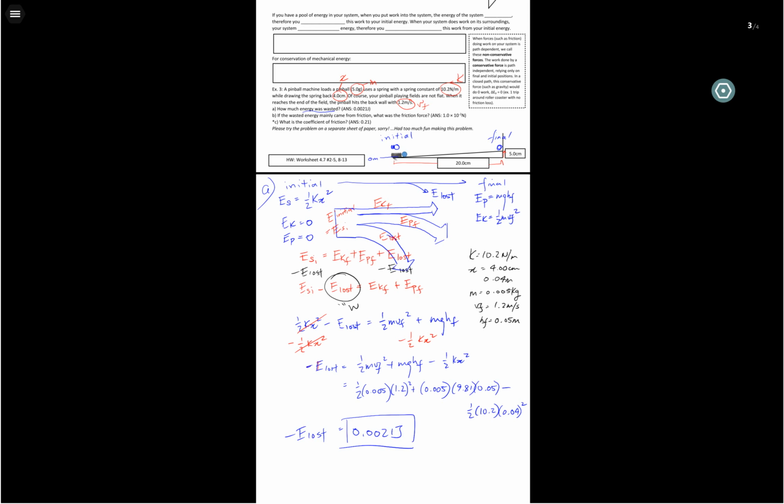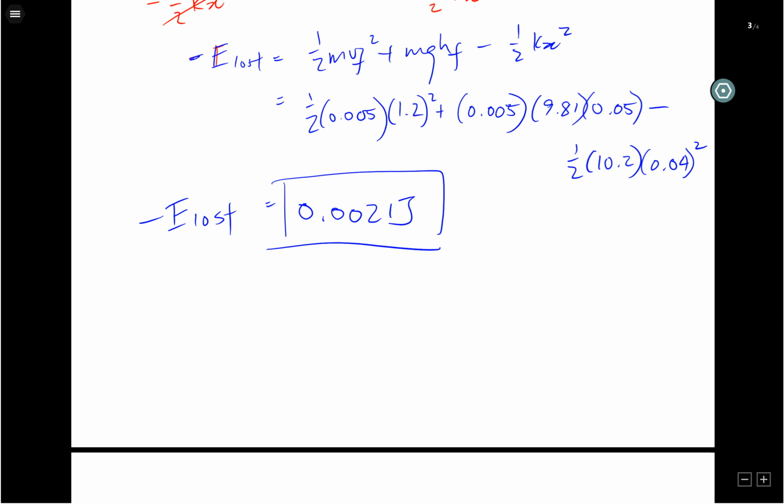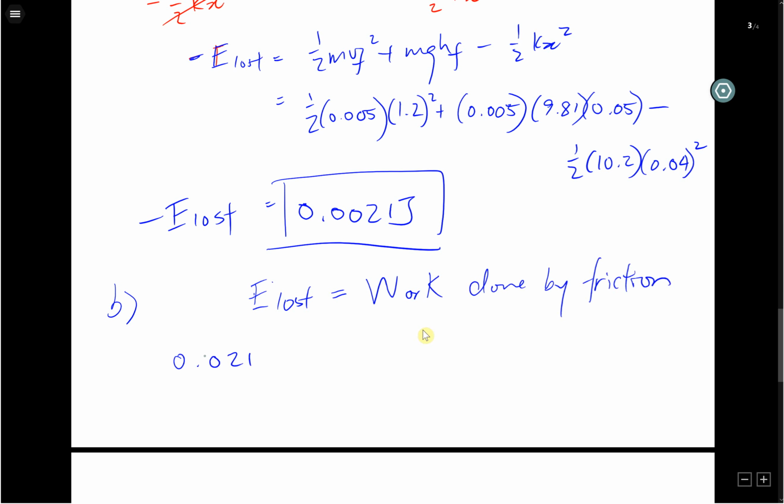Welcome back to part B of example number 3, the pinball machine. In part A, we found that the energy lost was quite small, 0.0021 joules. In part B, we're going to look at how we can convert this to a force. We can say that essentially this energy that's being lost is exactly the work that was done by friction.